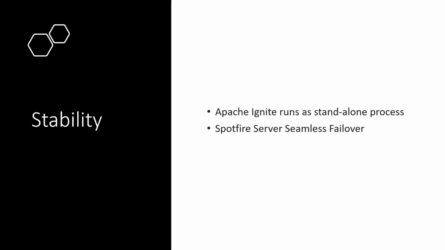Under stability, Apache Ignite, which is used for clustering, now runs as a standalone process, which makes it more reliable and stable, and the Spotfire server seamless failover mechanism is very powerful for two particular reasons. One is that a Spotfire server can be taken offline without disturbing users currently connected to it. This is very important in web player clients, and this will make in future it easier to add and remove Spotfire server nodes in flight without having to take users offline.